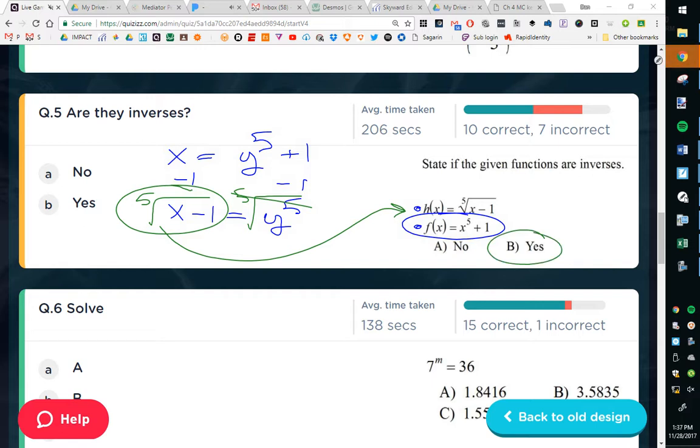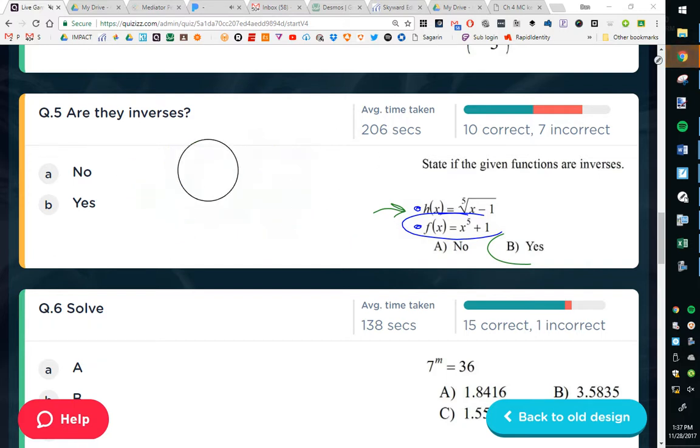Flip x and y, solve for y. Pick whichever one's easier. In that case, the second one was a little bit easier than the first one. 5th root. Remember, to get rid of a 5th power, you got to do 5th root. To get rid of a square, you square root it. To get rid of a 5, you 5th root it. Just depends.